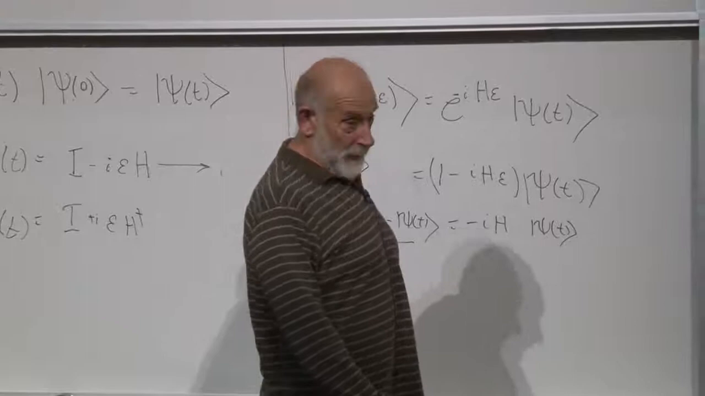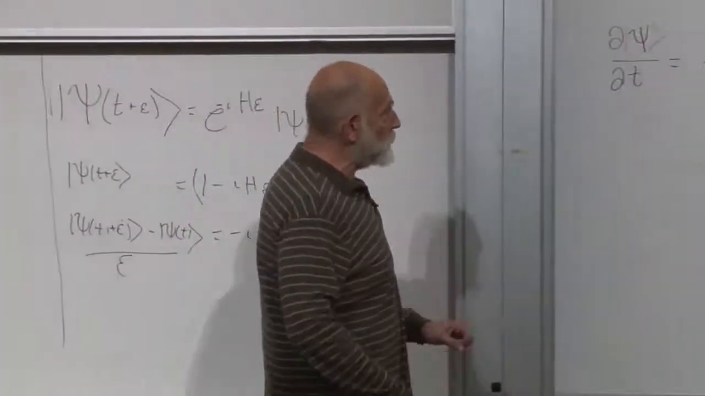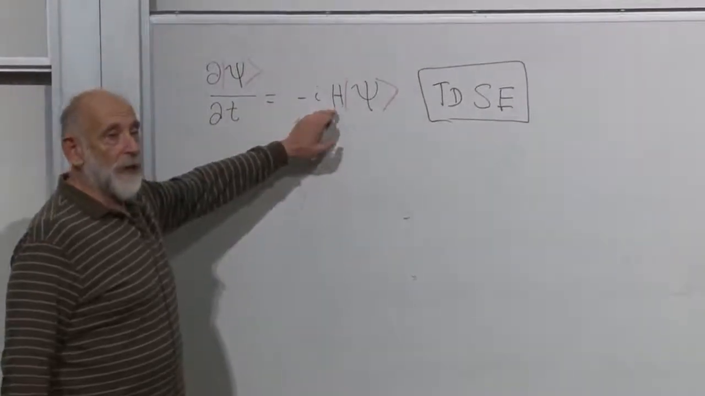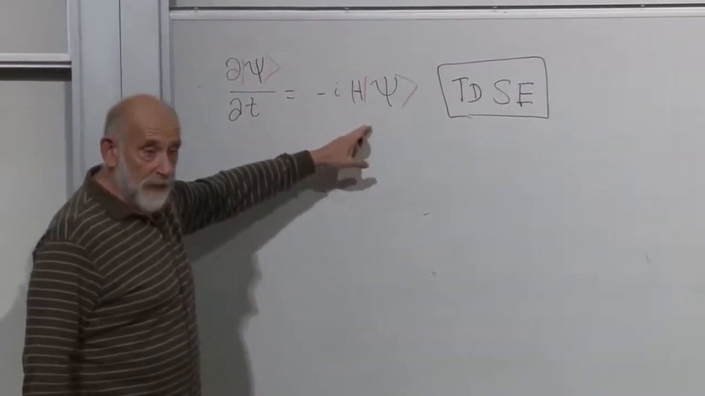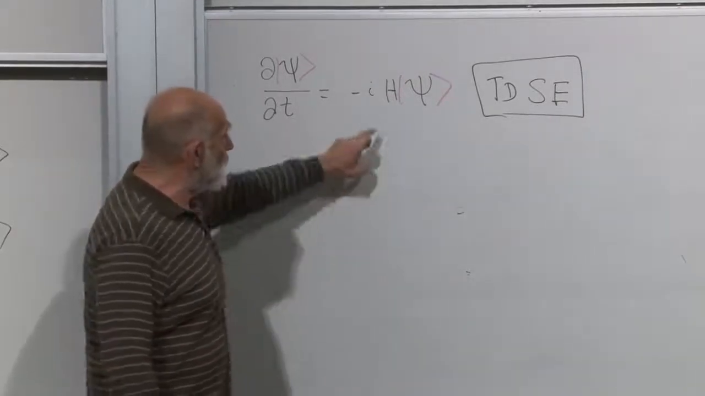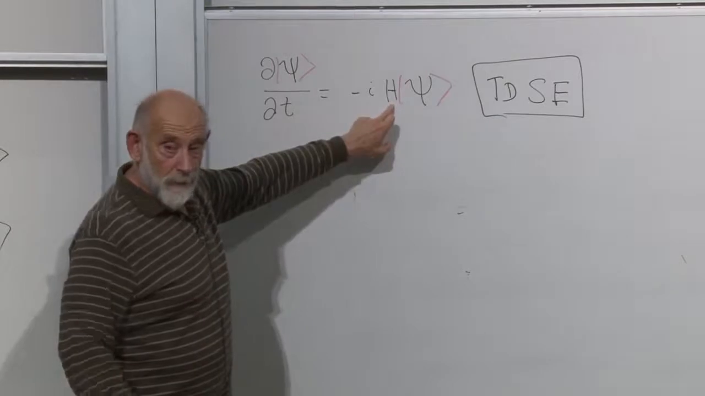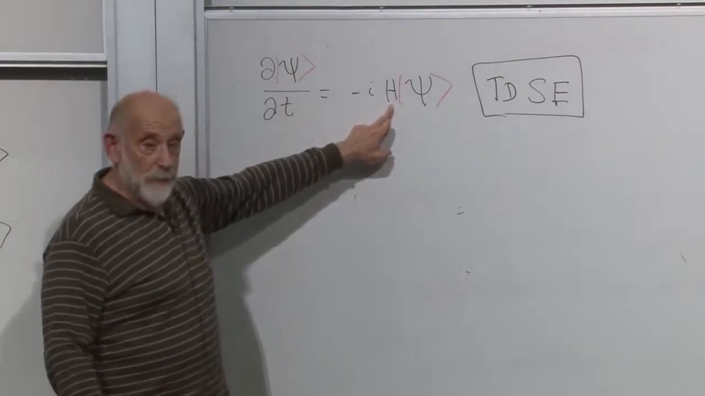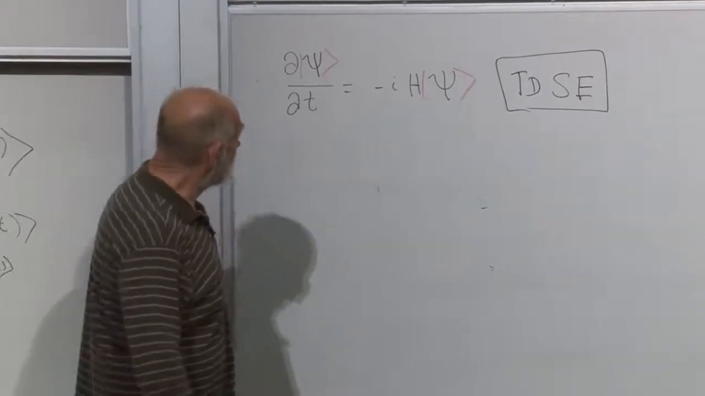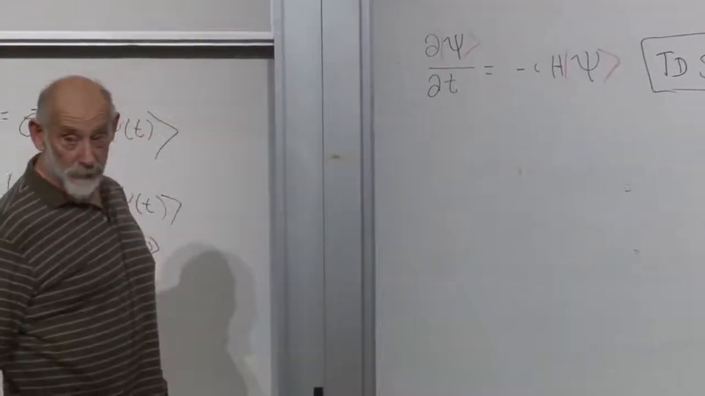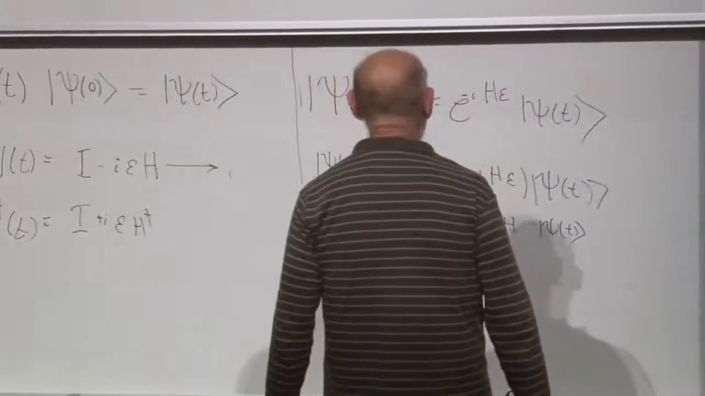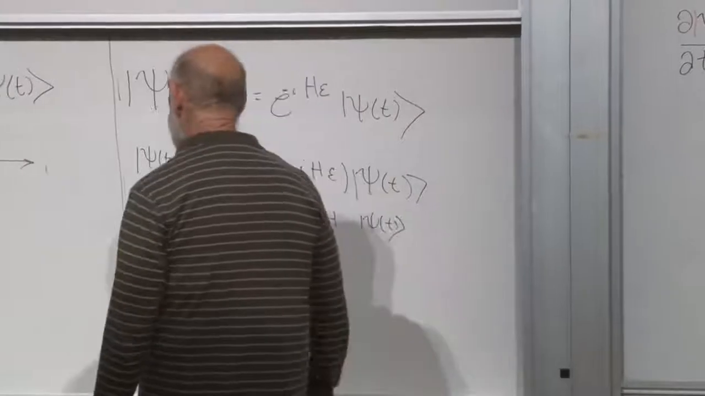What about the time-independent Schrodinger equation? The time-independent Schrodinger equation is just the statement that H is a Hermitian operator, it has eigenvalues and eigenvectors, and its eigenvalues are the observable values that you would get if you measured H. And what are they called? They have another name. Energy levels.